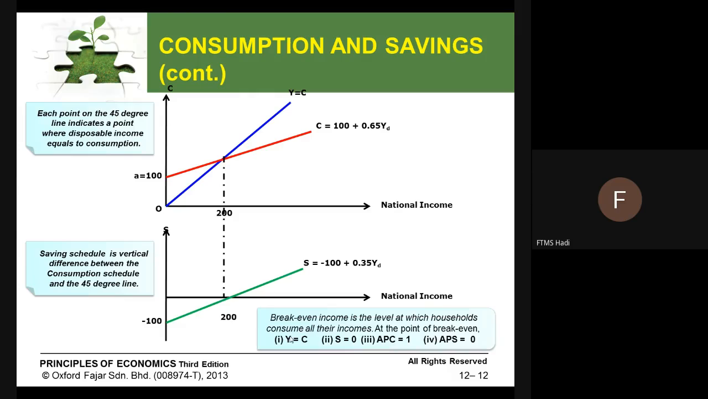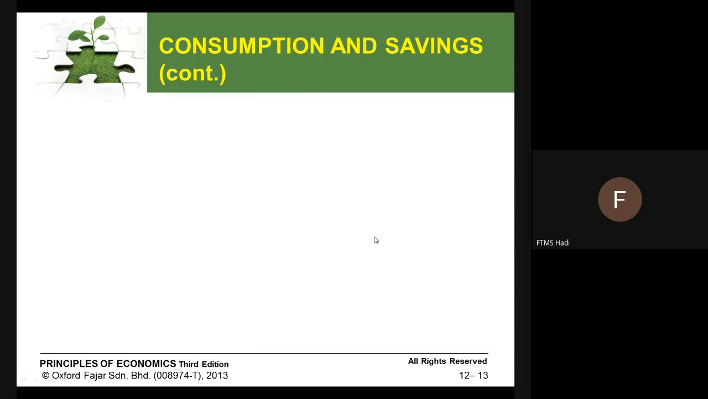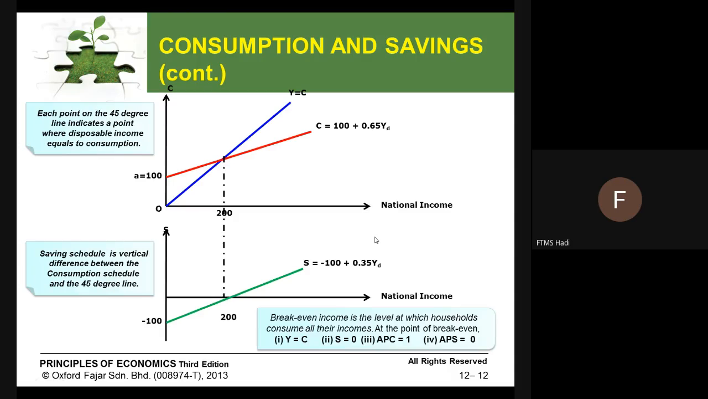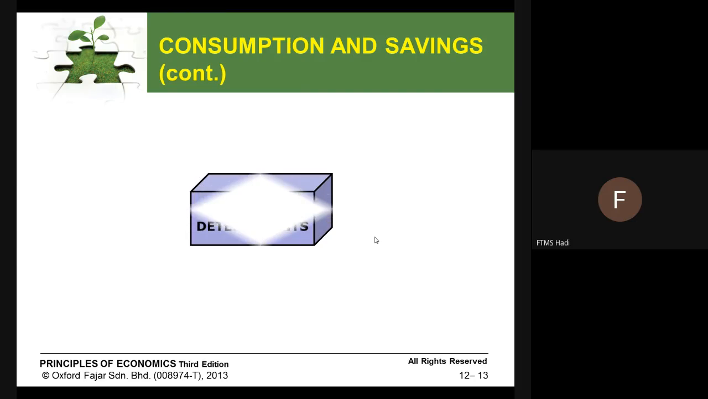So these are the graphs. As you can see here, consumption and saving. Consumption is 100, saving is negative 100, but the line is the same, almost the same, but the curve is different: 0.65 for this one, 0.35 for this one. But we are not asking you to do a graph and so on.